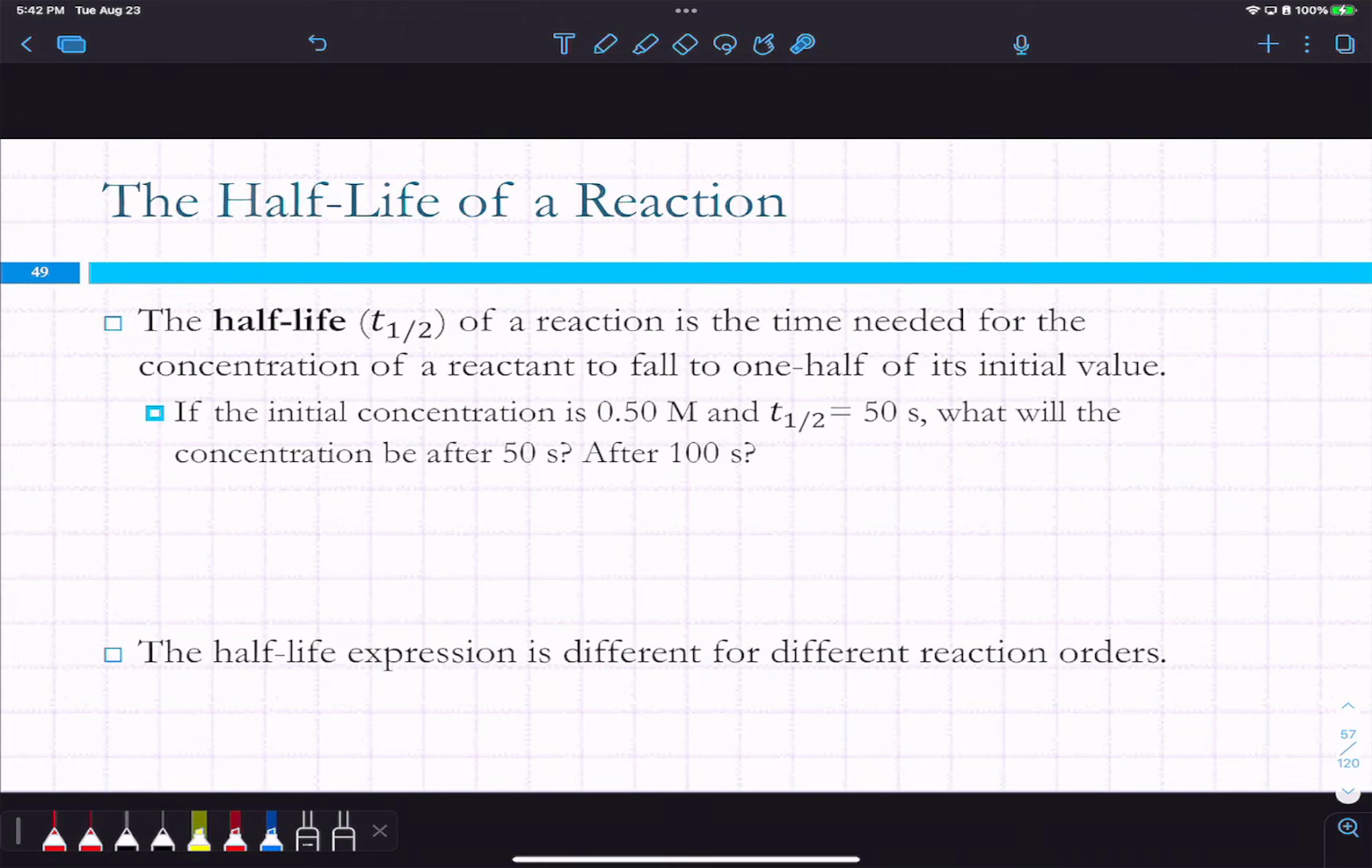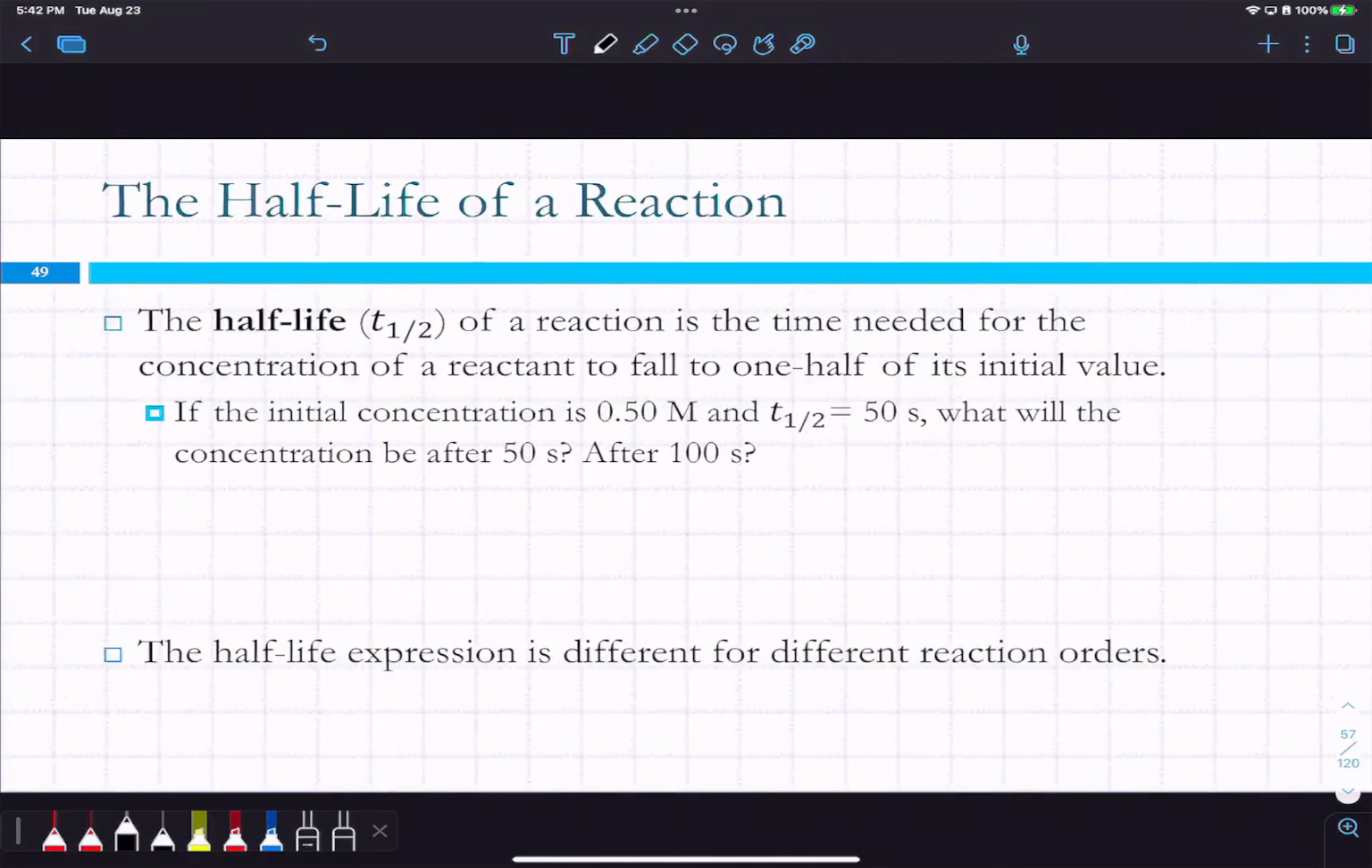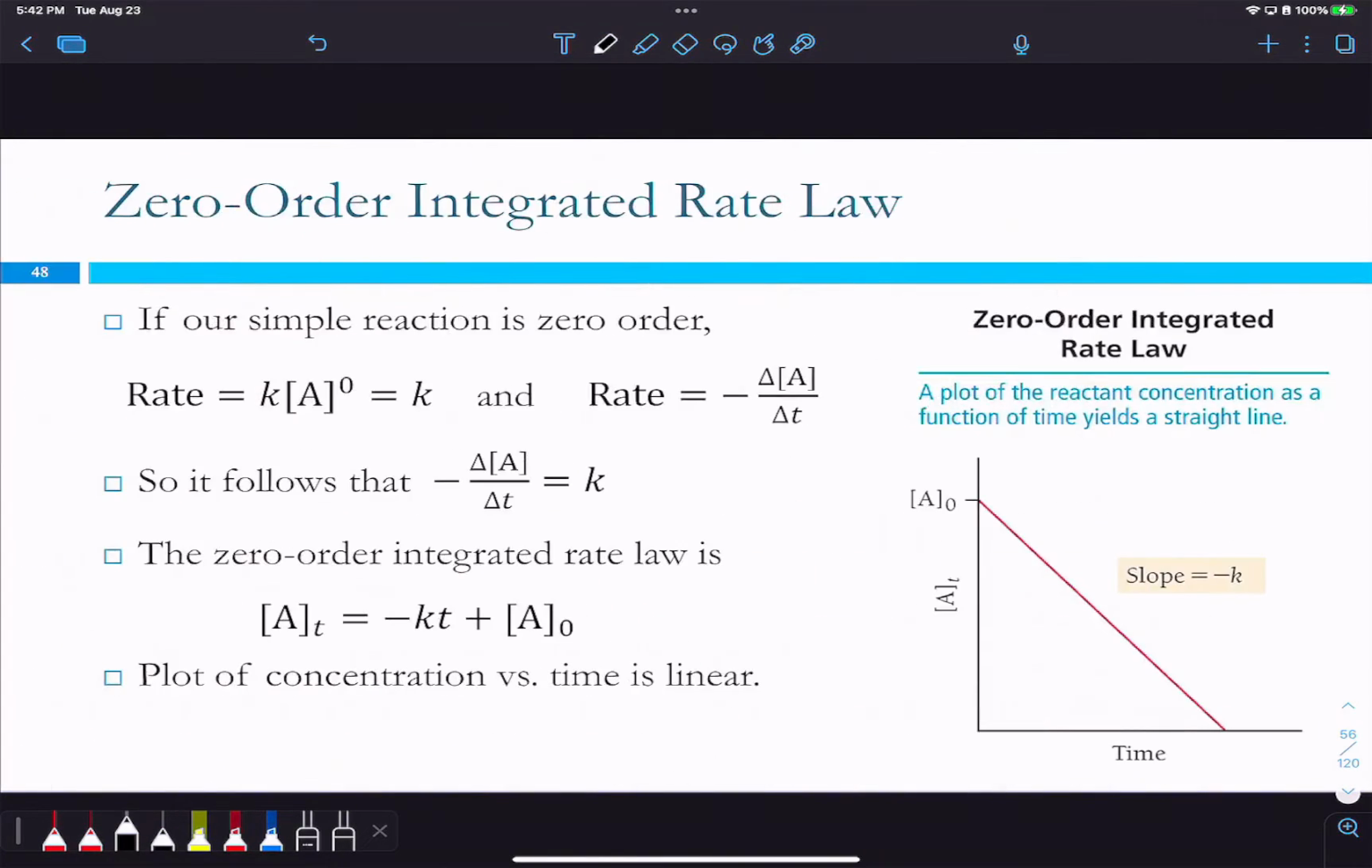So the half-life of a reaction is the time. Oh, wait. Okay, well, I want to summarize here real quick before we move on to half-life. Right, so there are 2 ways now that you can check the order of a reaction. You could do method of initial rates and determine if it's zero, first, or second order.